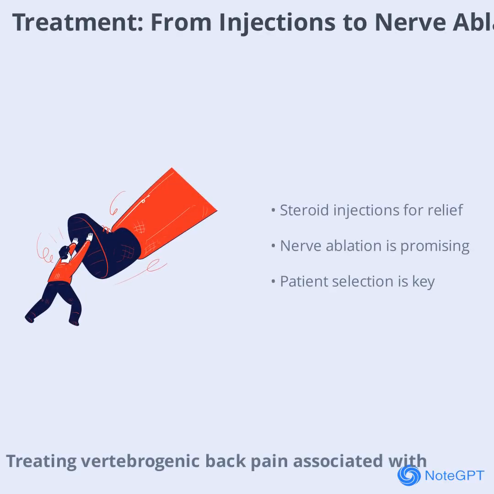Treating vertebrogenic back pain associated with Modic changes requires a tailored approach. Conservative treatments like physical therapy and medications may help, but for many these are not enough. Intradiscal steroid injections can provide short-term relief, especially for those with Type 1 Modic changes. More recently, basivertebral nerve ablation, a minimally invasive procedure that interrupts pain signals from the vertebral plates, has shown promising results. Studies report significant improvements in pain, function, and quality of life, particularly for patients with Modic Type 1 or 2 changes. However, patient selection and careful diagnosis remain critical for success.